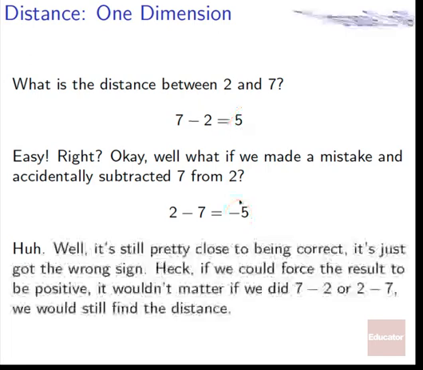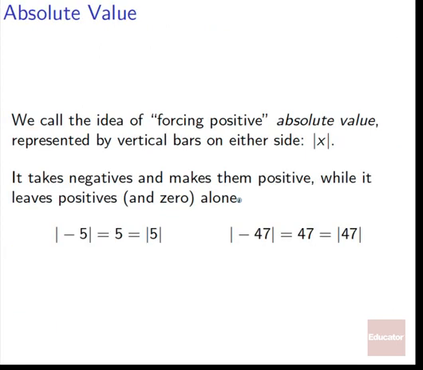So what we really want is some way of forcing positiveness, right? 5 and negative 5 are pretty close to being the same thing. It's just one of them has the wrong sign. So if we could force it to be positive, it wouldn't matter if we did 7 minus 2 or 2 minus 7, because since we're forcing positive, it will always give us the same thing. We'd always find that distance, even if we put it in the wrong way. This is where the idea of absolute value comes in.